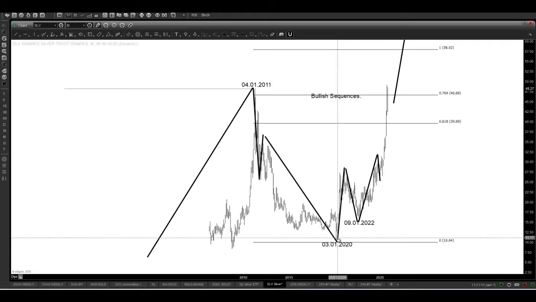The indices, gold, silver, and the metals are always going to be bullish. There will be a moment that they're going to make a low, that they're going to make a correction. That happened in 2016, 2020.